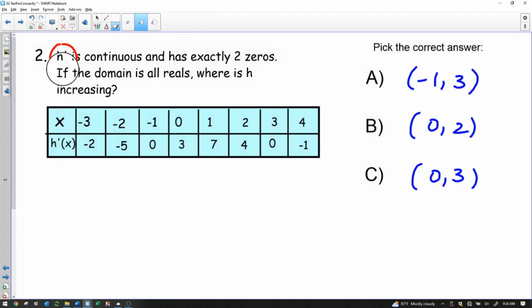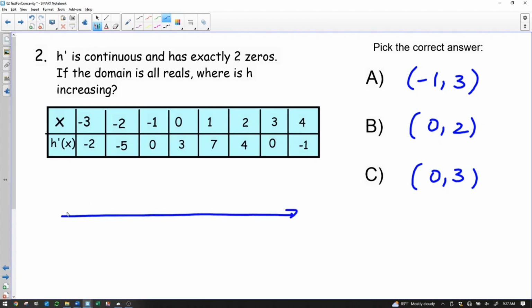Okay, usually we work with f's, but here this is h's. Are you guys okay? It's the same thing. It's just a different name. If you want to, you can even just change this to f if you want to. It says the function's continuous, or f prime is continuous and has exactly two zeros. So what they're saying is, if you drew h prime, there would be two places.